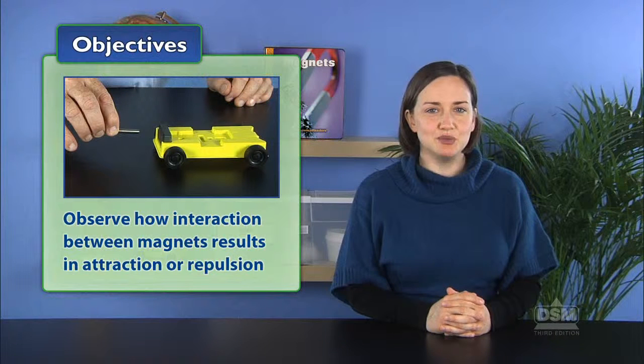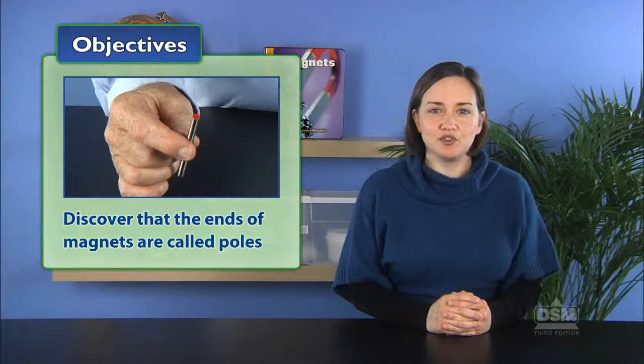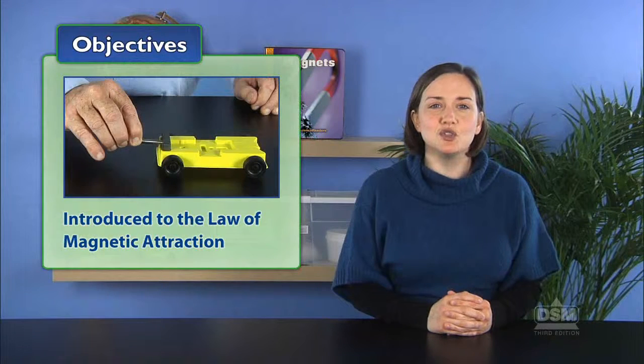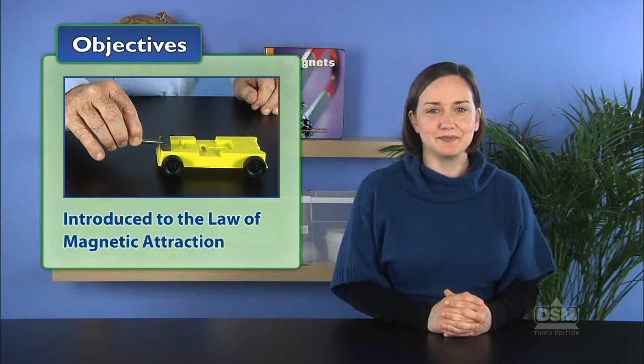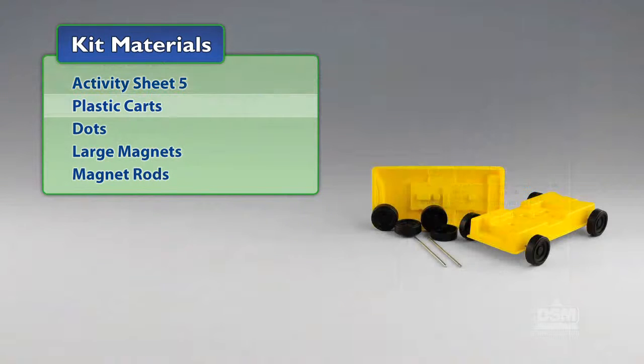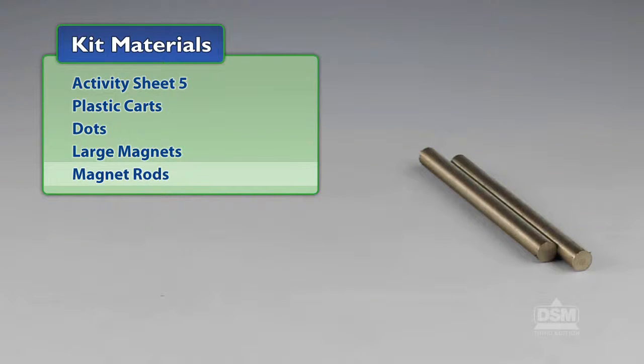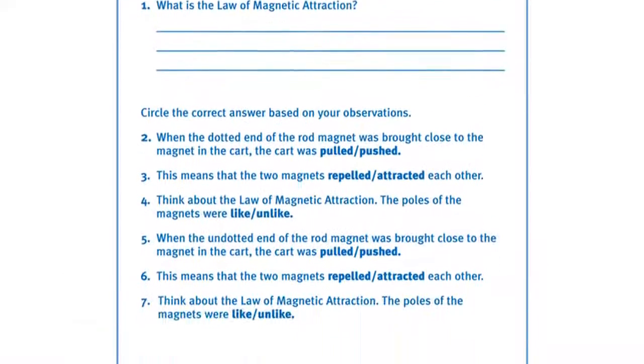In Activity 6, Investigating Magnetic Poles, students first observe that the interaction between two magnets results in attraction or repulsion. Students then learn that the ends of magnets are referred to as poles and are introduced to the law of magnetic attraction. You will need the following materials from the kit: Activity Sheet 5, plastic carts, dots, large magnets, and magnet rods. To prepare for this activity, make a copy of Activity Sheet 5 for each student.